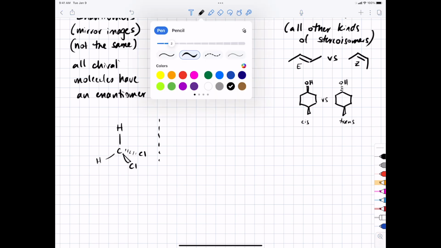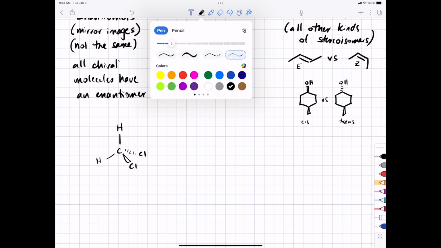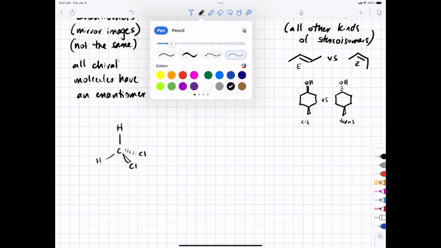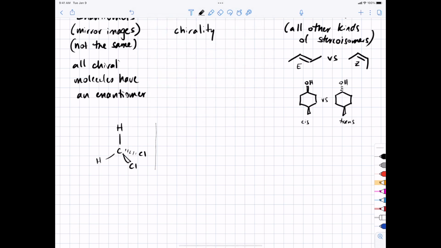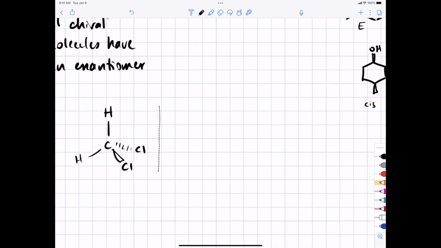Ooh, now I get to use, did you guys know Notability had an update? Now I can draw dotted lines like that. Whoa. Just blew my mind.